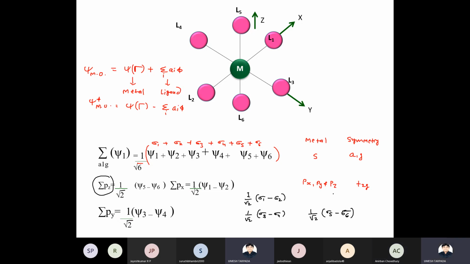Sir, here too, how can it be transformed? I did not understand. How are these wave functions written? How can Px, Py, Pz be transformed?